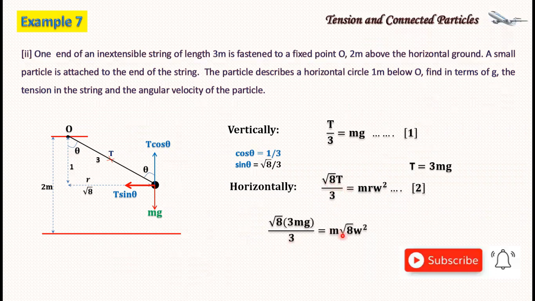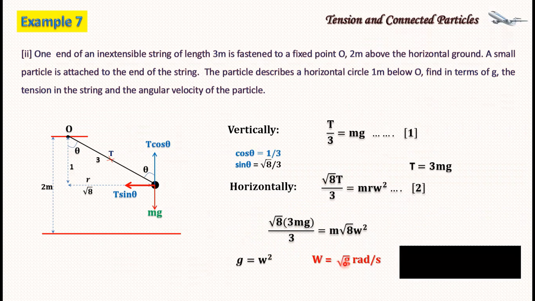So from here, simplifying all through, we will have g equal to w squared, where this w here is the angular velocity. So w will be equal to √g radians per second. So the angular velocity of the particle is √g radians per second.